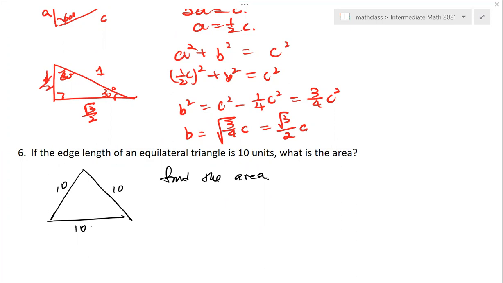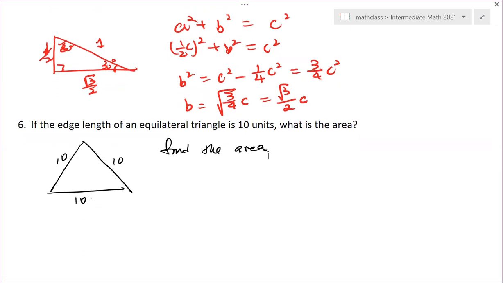Think about this. So equilateral triangle, that means 60 degree, 60 degree and 60 degree.